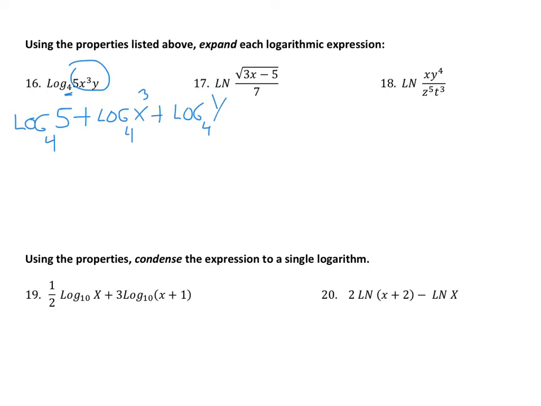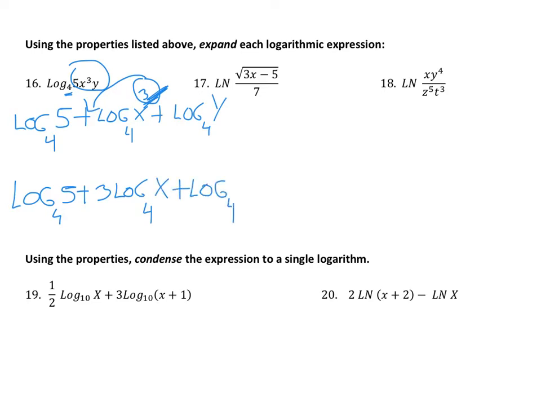Now the only other thing that we can do, the exponent, that's the third property that we just went over. Remember, I can take this and move this right there. So when I write out the answer, I have log base 4 of 5 plus, I move this 3 down, so I'm going to have 3 times the log base 4 of x plus log base 4 of y. So I expanded that to 3 logarithms.